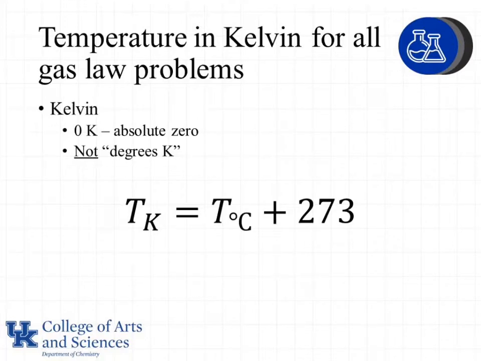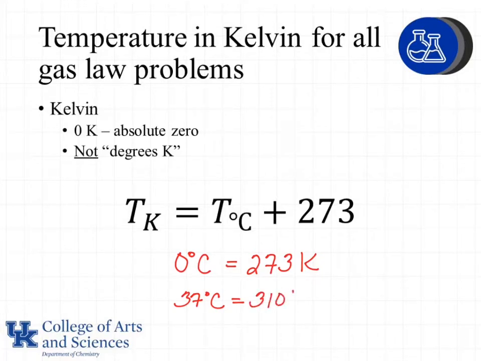The conversion between Kelvin and Celsius is fairly straightforward. We take the temperature in Celsius and add 273. So if we have 0 degrees Celsius, our temperature in Kelvin is 273 Kelvin. What if our temperature was 37 degrees Celsius? What would our temperature in Kelvin be? We take 37 degrees Celsius, add 273, and we get 310 Kelvin.